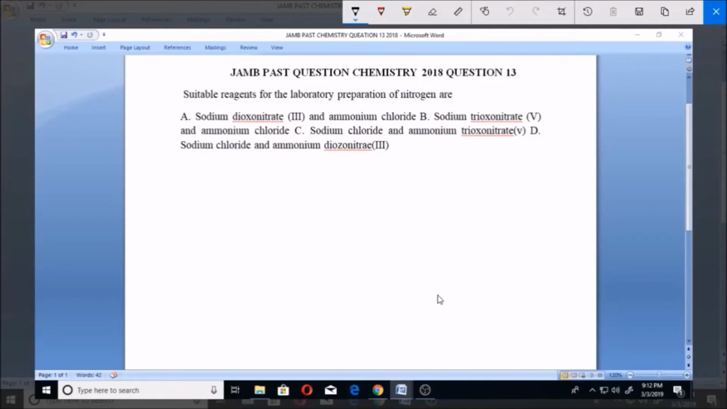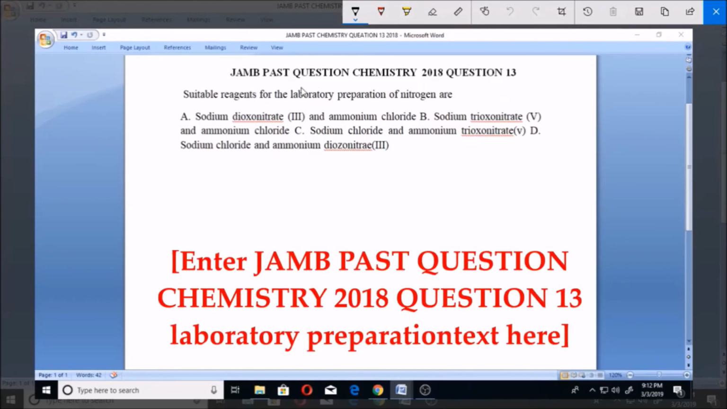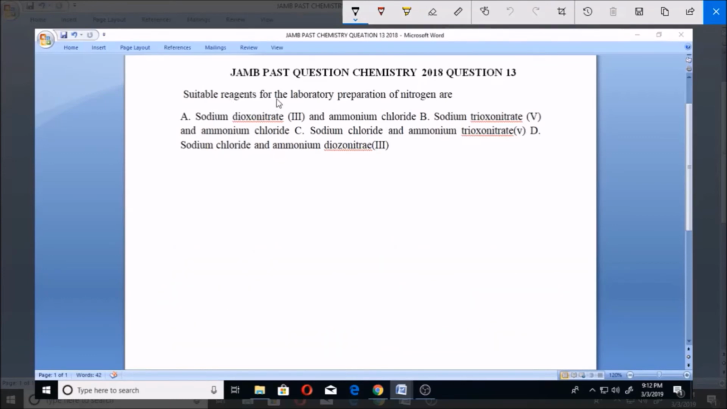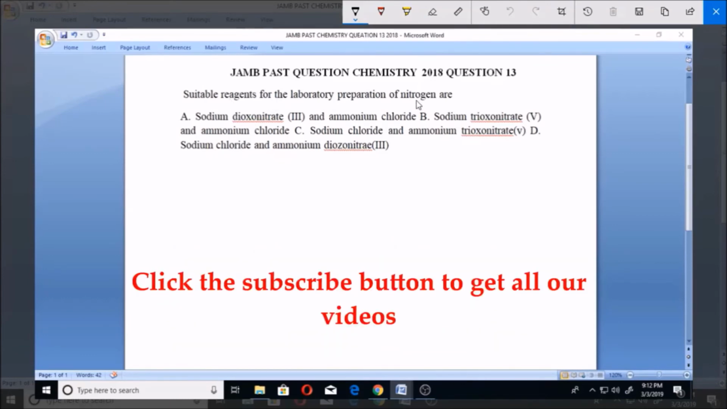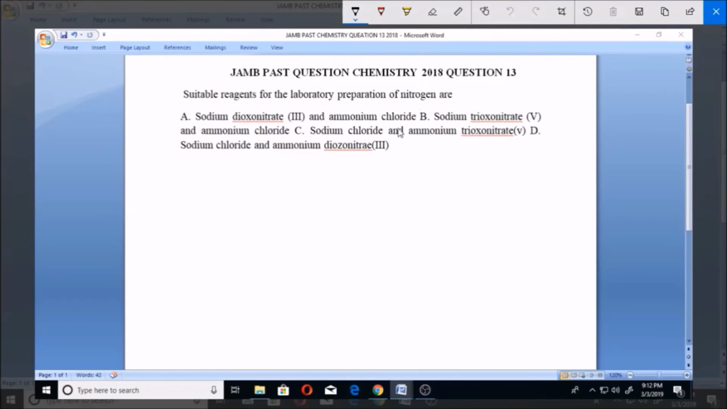Yes, let's look at question number 13 of the JAMB Past Question Chemistry 2018. Suitable reagents for the laboratory preparation of nitrogen are: A. Sodium dioxonitrate 3 and ammonium chloride, B. Sodium trioxonitrate 5 and ammonium chloride, C. Sodium chloride and ammonium trioxonitrate 5, D. Sodium chloride and ammonium dioxonitrate 3. So what is the correct answer?